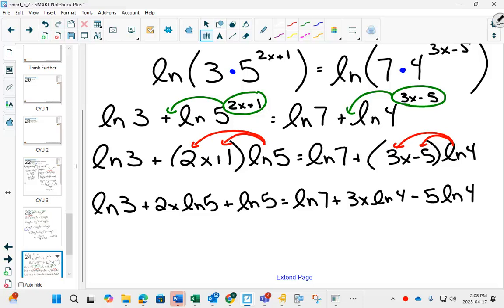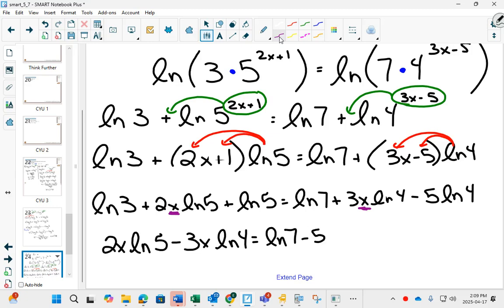How many places do we have x's? We have an x there and an x there. When you have x's in more than one spot and you're solving, we put all of our terms with x's on one side and all the terms that are just numbers on the other side. So I'm going to move my x's to the left side. That's going to give me 2x natural log of 5 was already there, but I'm going to subtract the 3x natural log of 4. And on the right-hand side, I'm going to keep all my numbers. So I had natural log of 7 minus 5 natural log of 4. I'm going to move the natural log of 3 over. And I'm going to move the natural log of 5 over.